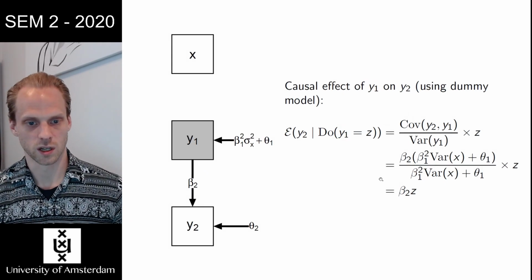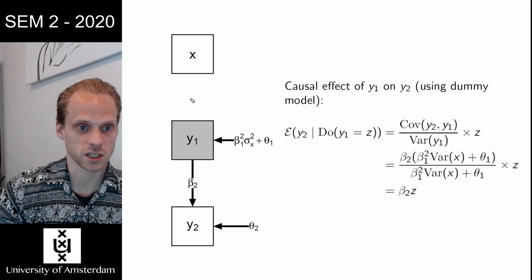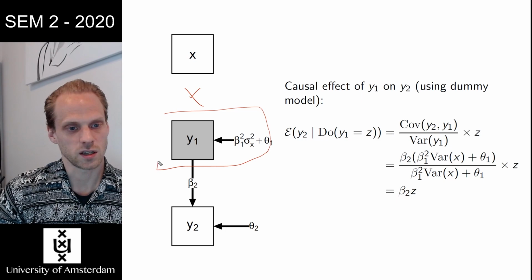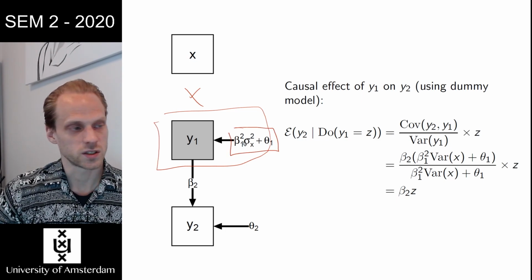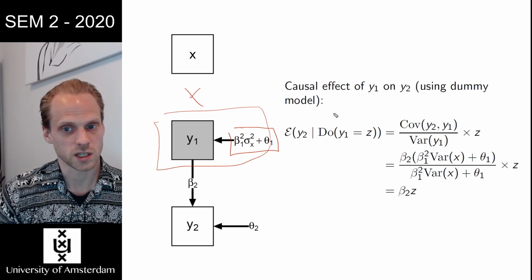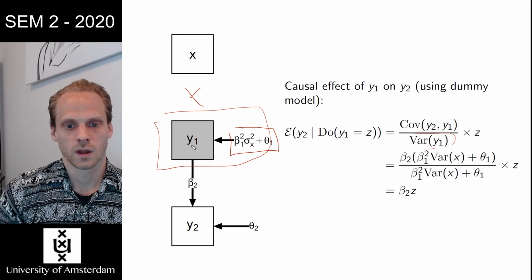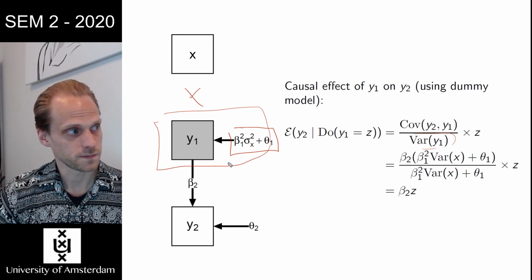But we can also look at the dummy model. What I do here is I create a dummy model where this is removed because y1 is now the thing we intervene on. And the variance I retain. So I just put the variance of that here temporarily because it's canceling out because you're dividing by the variance anyway. So then we have this model.